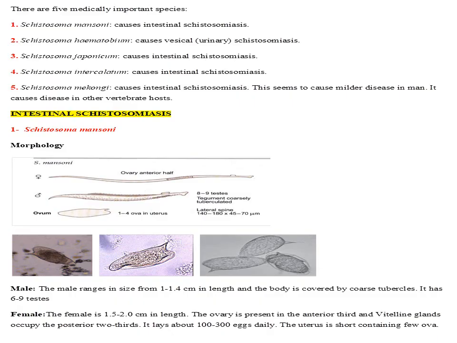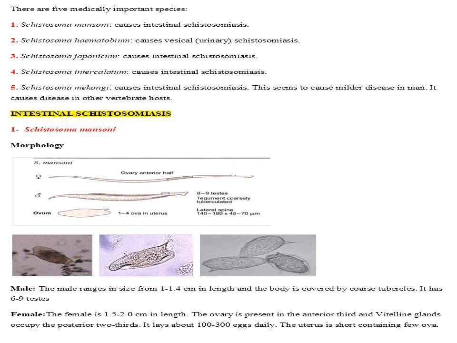Now there are five medically important species: Schistosoma mansoni, Schistosoma haematobium, Schistosoma japonicum, Schistosoma intercalatum, and Schistosoma mekongi. All of these cause intestinal schistosomiasis or intestinal bilharziasis, with the exception of Schistosoma haematobium, which causes vesical or urinary schistosomiasis or urinary bilharziasis, according to the site dwelled in or affected.